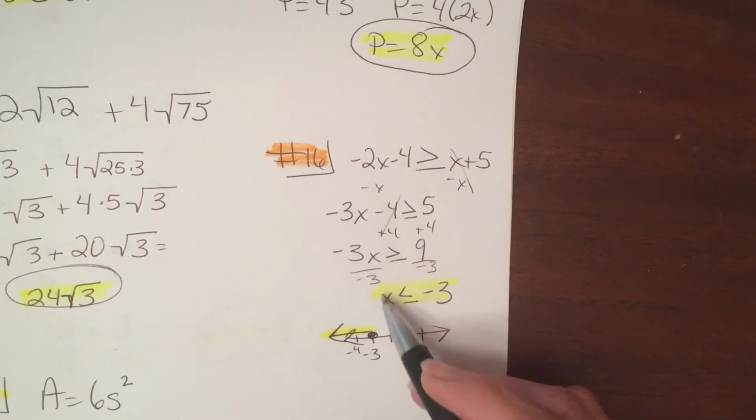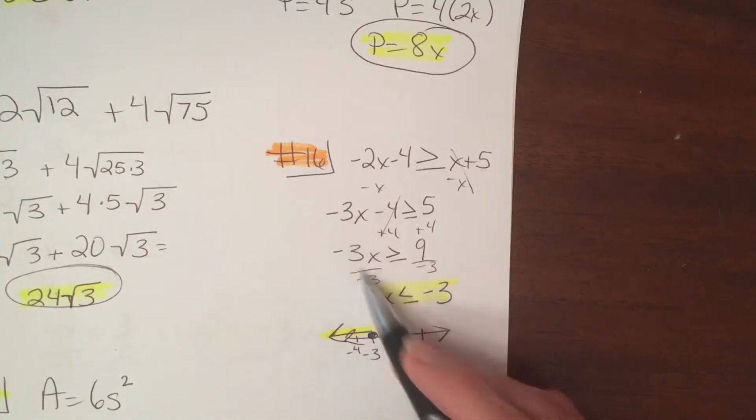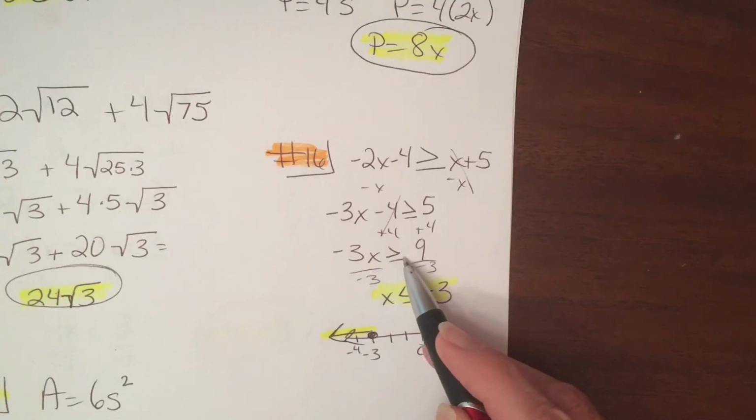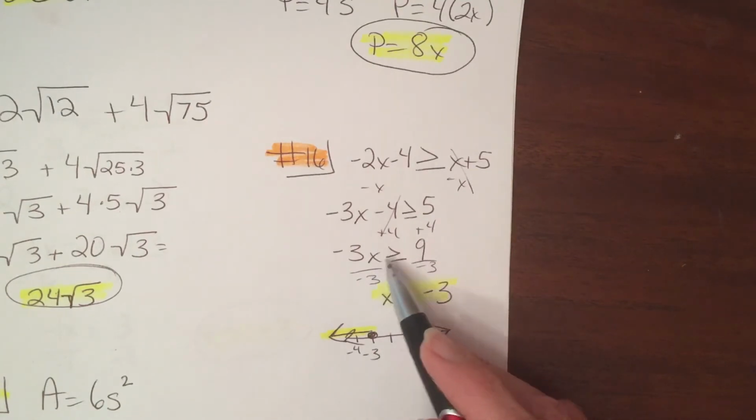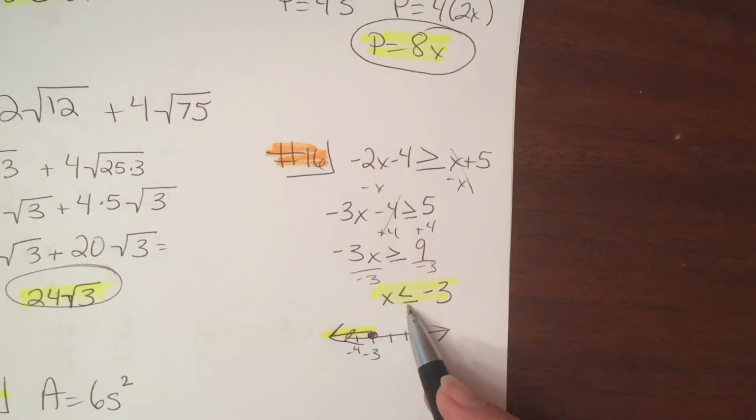Remember, if I divide by a negative or multiply by a negative on an inequality, my inequality symbol reverses. So instead of greater than or equal to, now I have less than or equal to negative 3. So I drew my graph, my number line, closed circle on negative 3. I want values less than, so my arrow goes to the left.